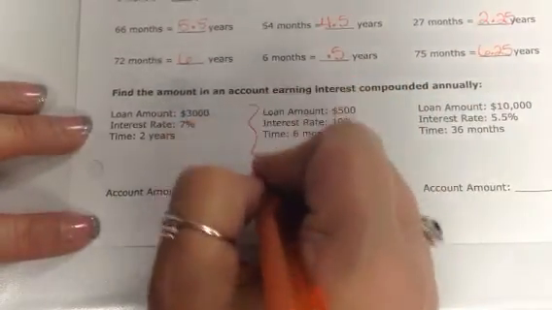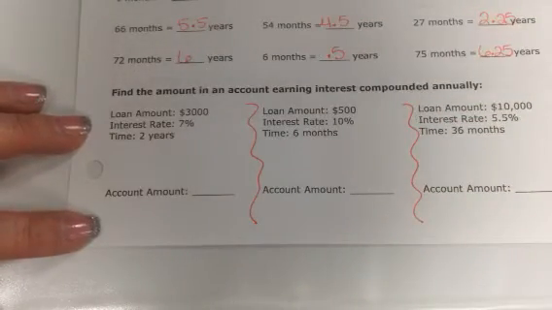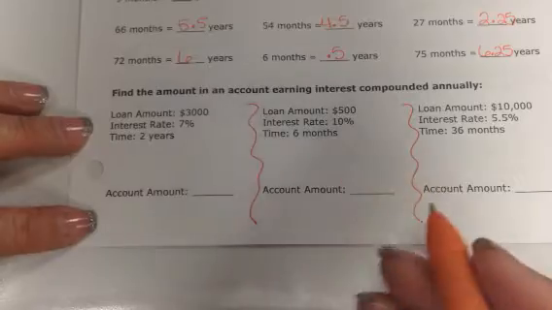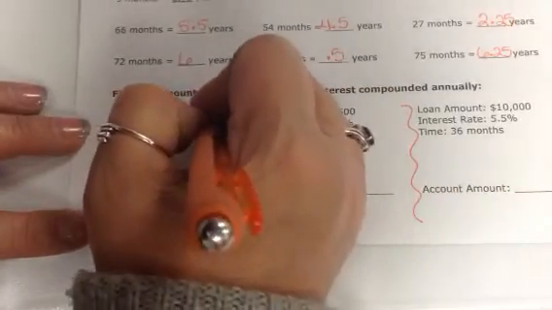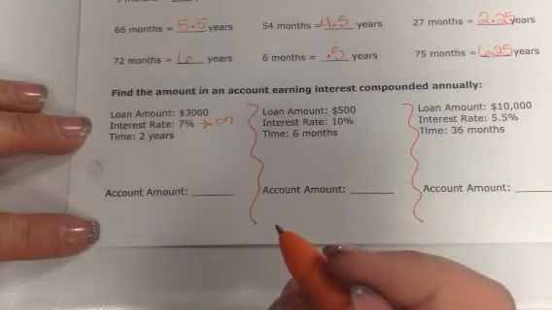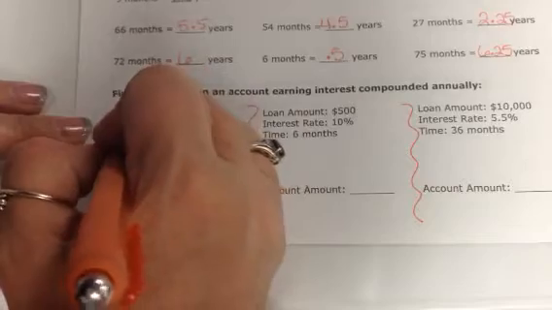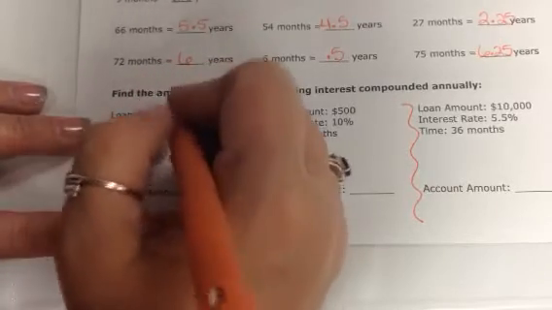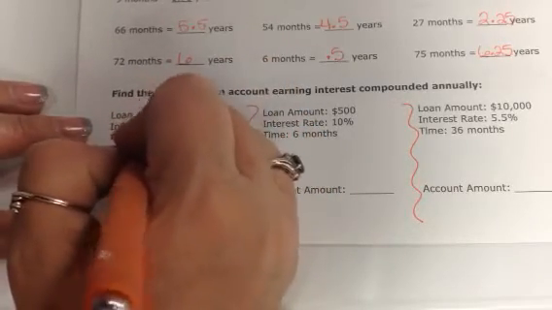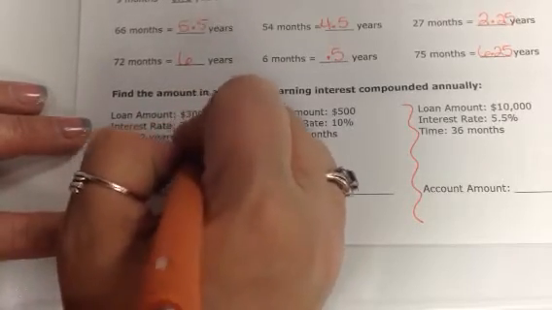We've already done the other, so we're just going to move on. And again, I'm drawing some lines to separate out my problems. Okay, 7%, I'm going to change it to 0.07. And I'm going to make an arrow because I don't want you to think that's a negative. It already gives it to me in years. So the first thing I do is write my formula. A equals P times 1 plus R to the T.